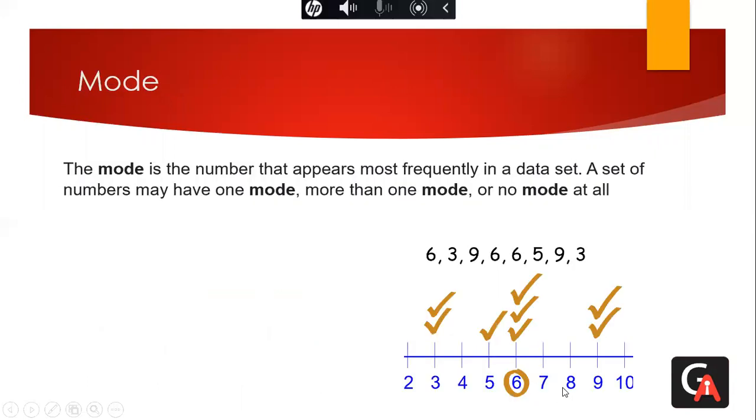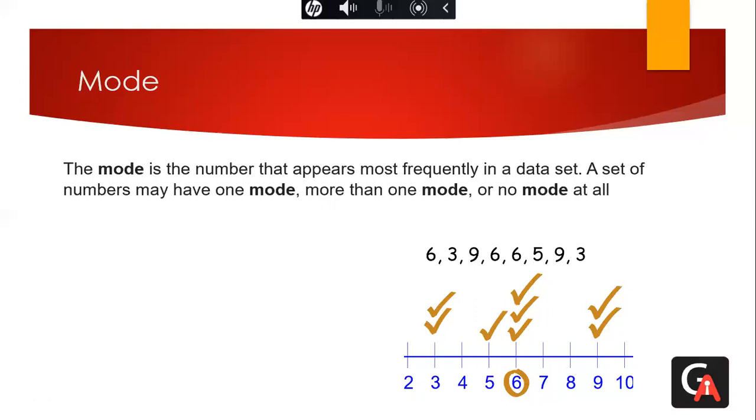So what is a mode, guys? Mode is nothing but the highest occurring number, I would say. So let's take this example: 6, 3, 9, 6, 6, 5, 9, 3. So 3 occurred 2 times, 5 occurred only 1 time, 6 occurred 3 times, and 9 occurred 2 times. So in this case, the mode is 6 because it occurred 3 times and the others are less than 3.